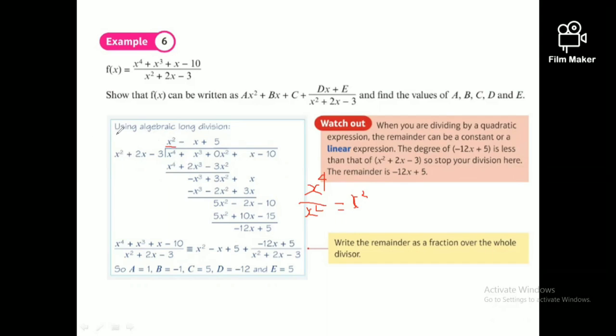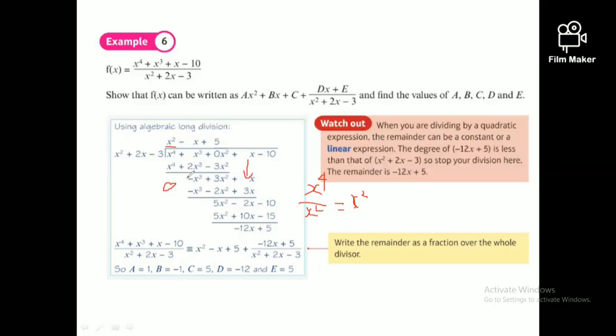Then multiply this entire expression by x squared. Remember that you have to multiply the entire divisor by this term. x squared into x squared is x to the power 4. x squared into 2x is 2x cubed. x squared into minus 3 is minus 3x squared. Then subtract. x to the power 4 minus x to the power 4 is 0. x cube minus 2x cube is minus x cube. 0 minus 3x squared is plus 3x squared. Then take the next term down.